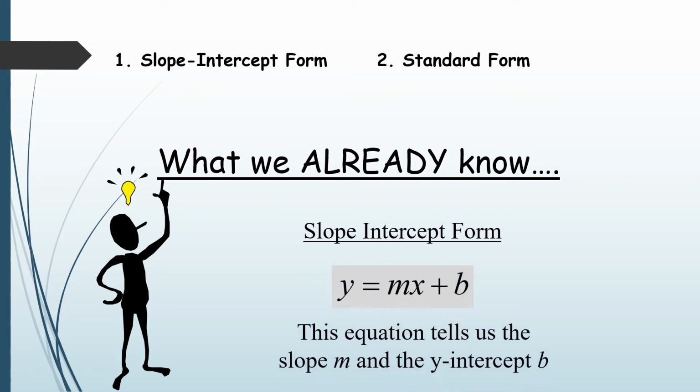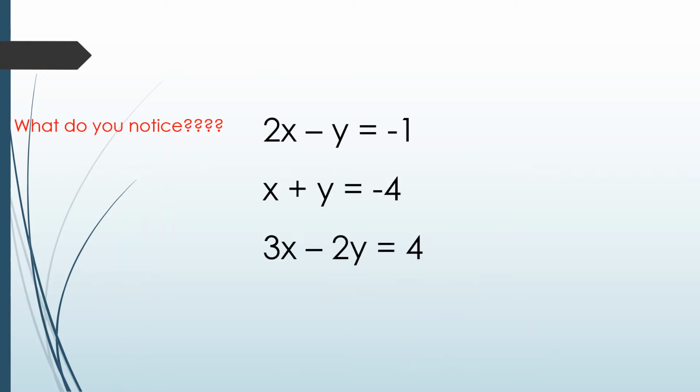Okay, so just a quick review here of slope-intercept form that we've already learned. So remember, that's y equals mx plus b, where that equation tells us the slope, the m, that number in front of x, and it also tells us the y-intercept, which is the b in the equation, and that would be where the line crosses the y-axis. Okay, so I want you to take a look at these three equations. What do you notice?